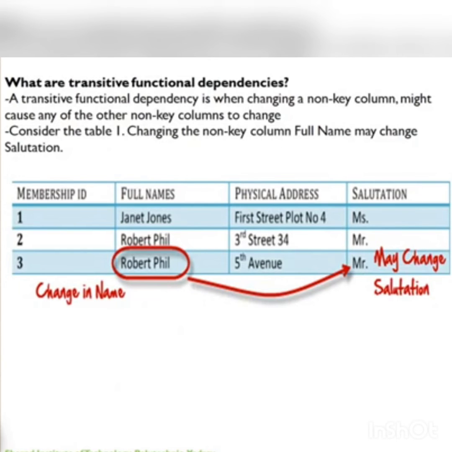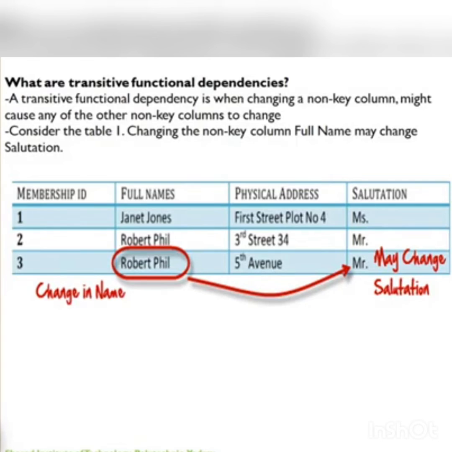Now for the third normal form, you also have to know what transitive functional dependency is. Already it has been learned in the types of functional dependency. In the types of functional dependency, there is a transitive functional dependency, but we will revise this because you have to know this concept for third normal form. What is transitive functional dependency? A transitive functional dependency is when changing a non-key column might cause any of the other non-key columns to change.